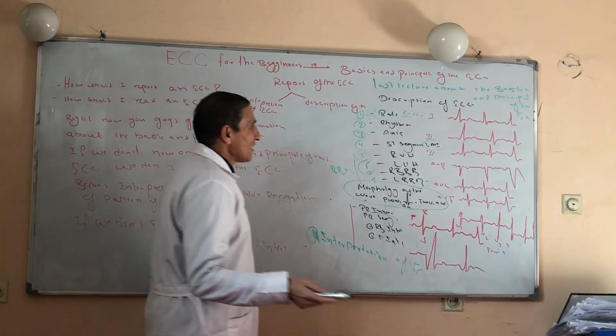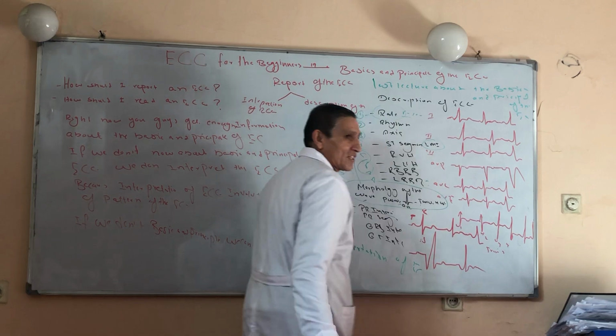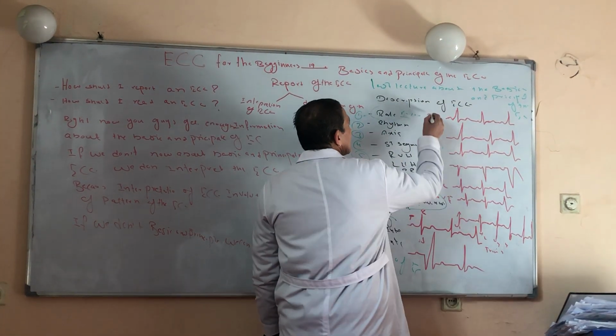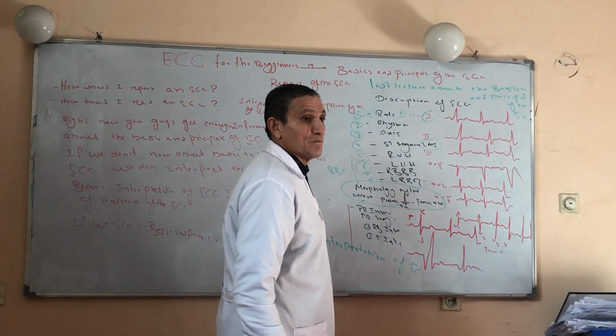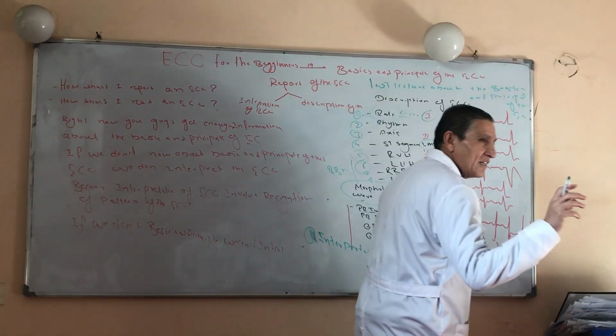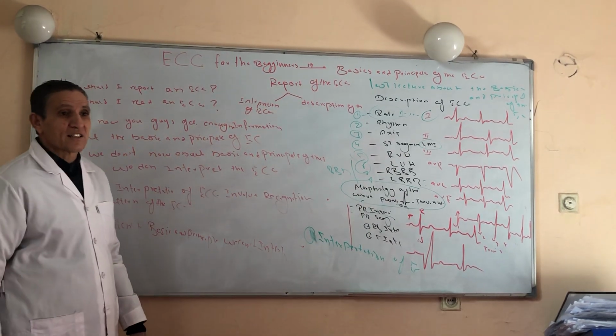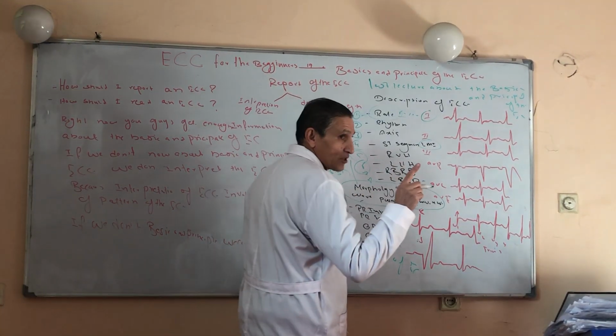So right now, this is a normal ECG pattern. After we have finished the basics and principles of the ECG, we should know about the normal pattern. This is lead 1. Which lead? Standard lead 1. We have got 10 electrodes, but we have got 12 standard ECG leads. We have discussed this matter already.